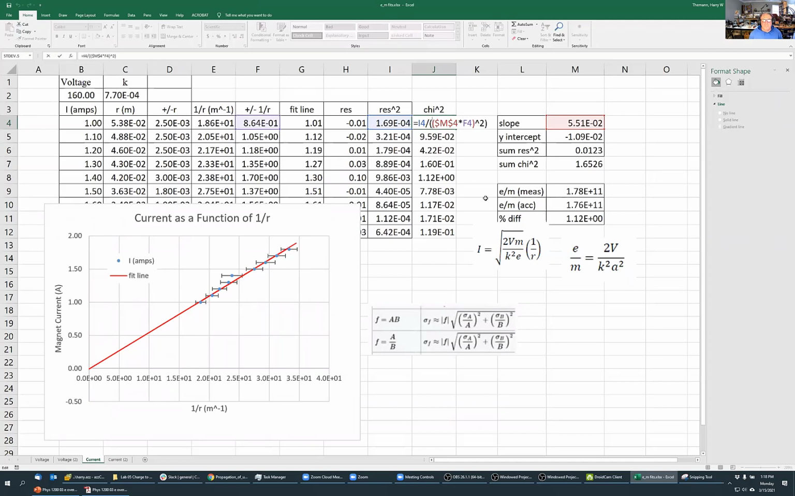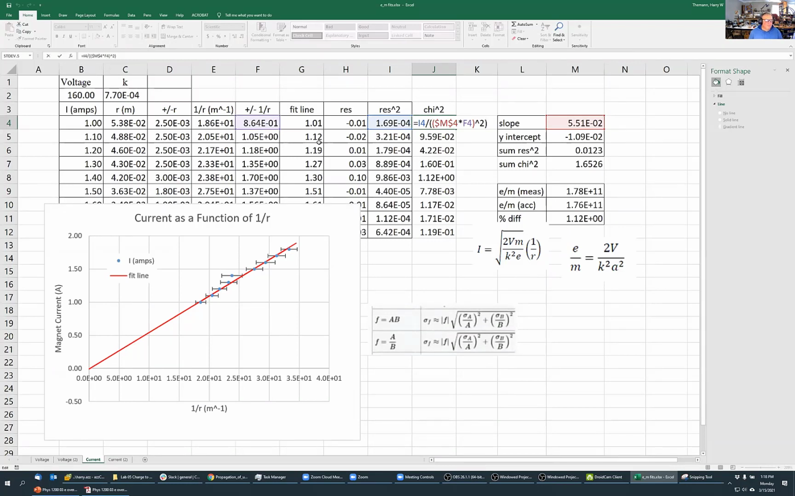So I took the slope and multiplied it by the plus minus in the 1 over r here, because the plus minus 1 over r is the wiggle here in the x-axis, and I want to turn it into a wiggle in the y-axis for the chi-square. And so I just multiply it by the slope, and then because I need the wiggle squared, I just squared it. So it's the residual squared divided by the plus minus, in this case, the current squared, not the voltage squared.